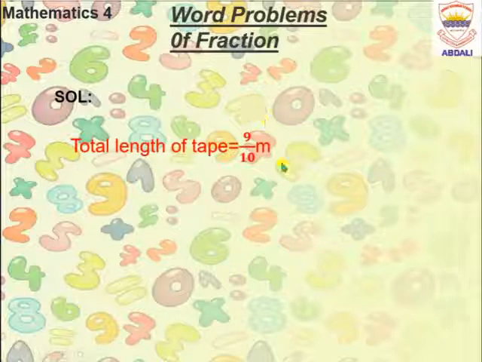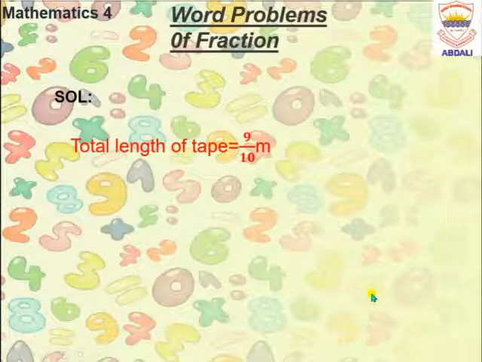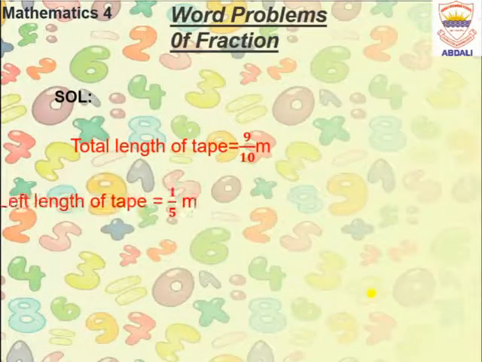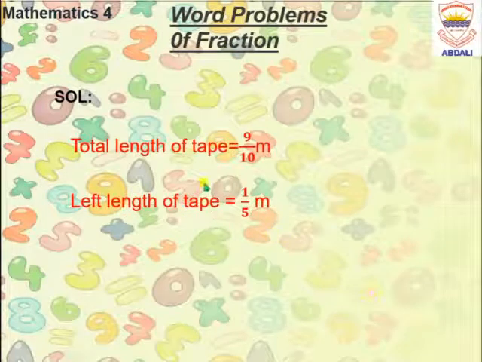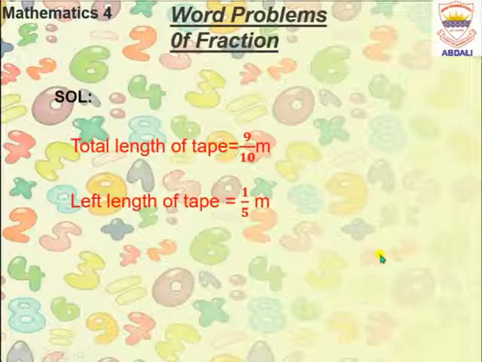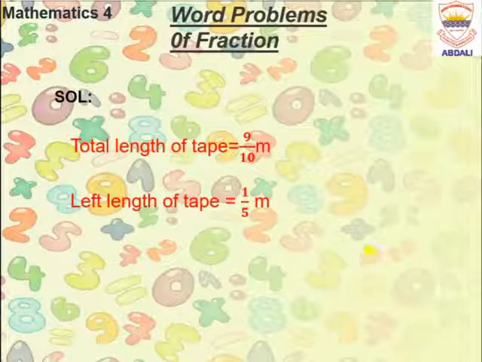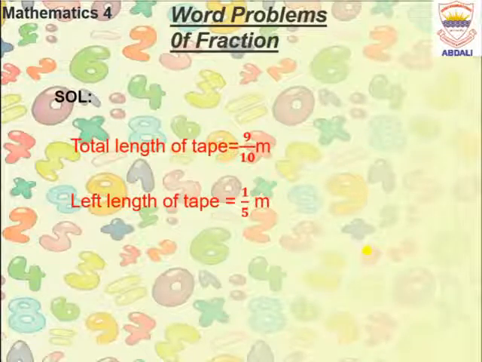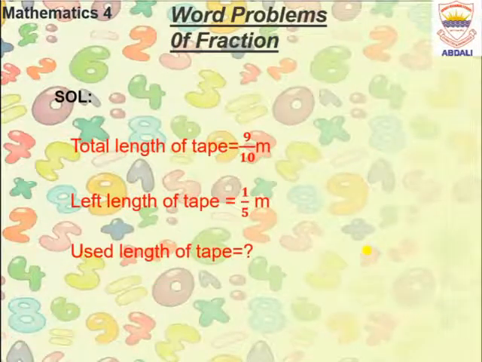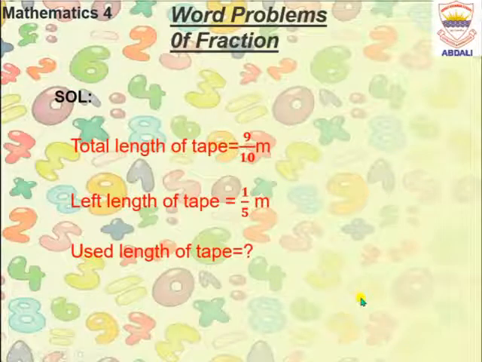Total length of tape was 9 by 10 meter. And the second question was how much tape had left? Very good. Left length of tape was 1 by 5 meter. And what we need to find out? Tell me what you need to find out in your problem. Yes, we need to find out the used length of tape.